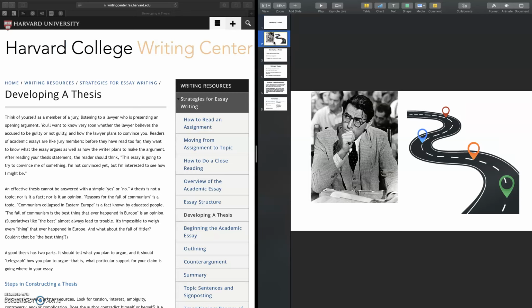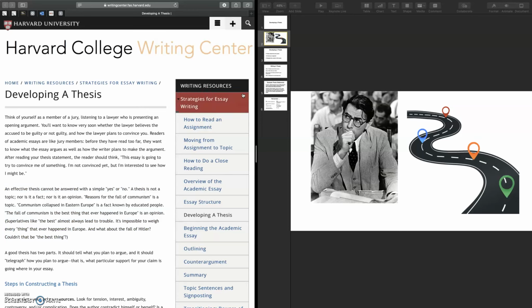You need to provide the jury, your readers, with your central claim and a roadmap of the support you will be using. An effective thesis needs to be more complex than answering a yes or no question. It is an actual position on an argument that requires complex thought and evidence to support. A thesis needs to be more than a topic or a fact, and it cannot be just a statement of your opinion. The second paragraph on the Harvard College Writing Center's page contains several examples to help you see the difference between fact, opinion, topic, and thesis.